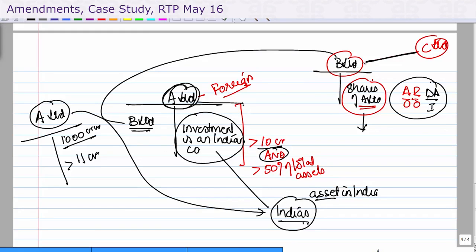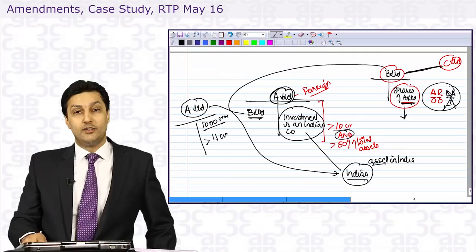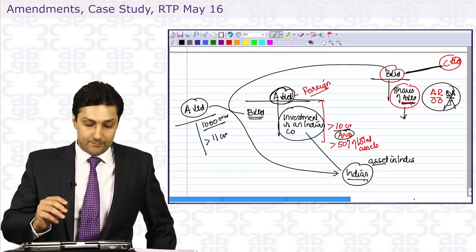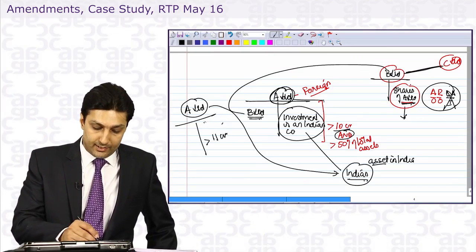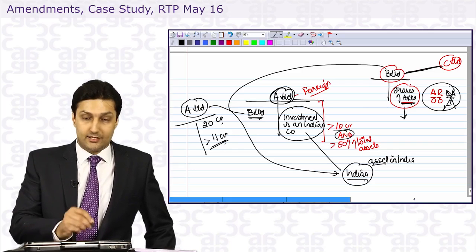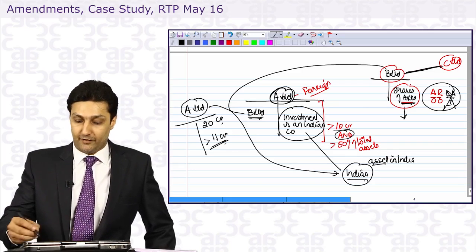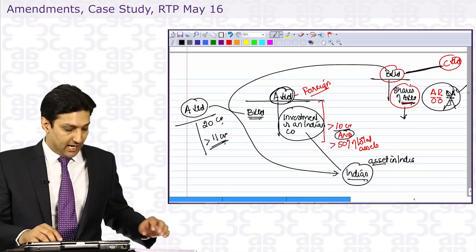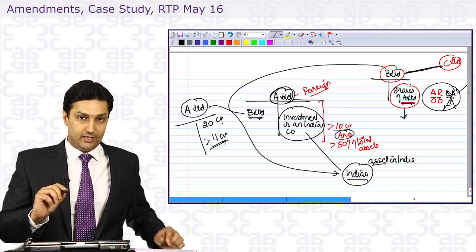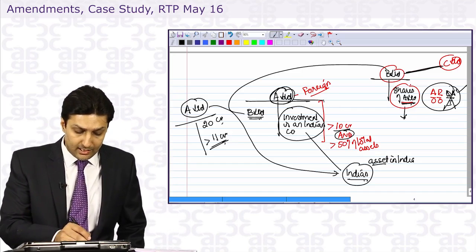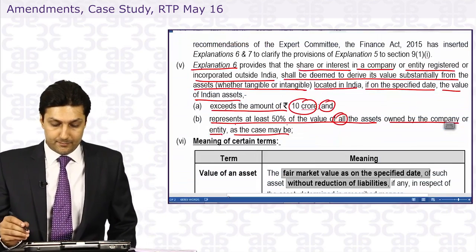So in this case, when B Limited sells to C Limited shares of A Limited, there is going to be no deemed accrual, because A Limited does not derive its value substantially from assets in India. Yes, of course, if over here we say 20 crore is the total assets, then this is more than 10 plus it is more than 50%. Therefore, this is now deemed to accrue or arise in India. Now, that is in effect the clarification amendment in section 9. Then comes the specified date.